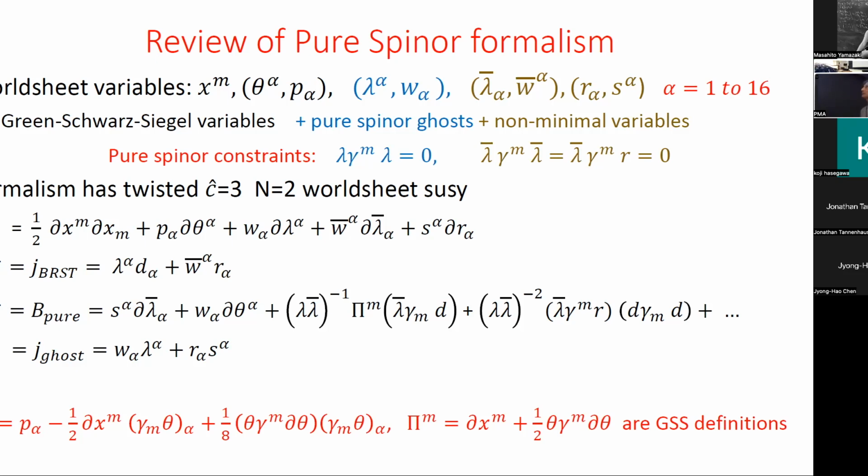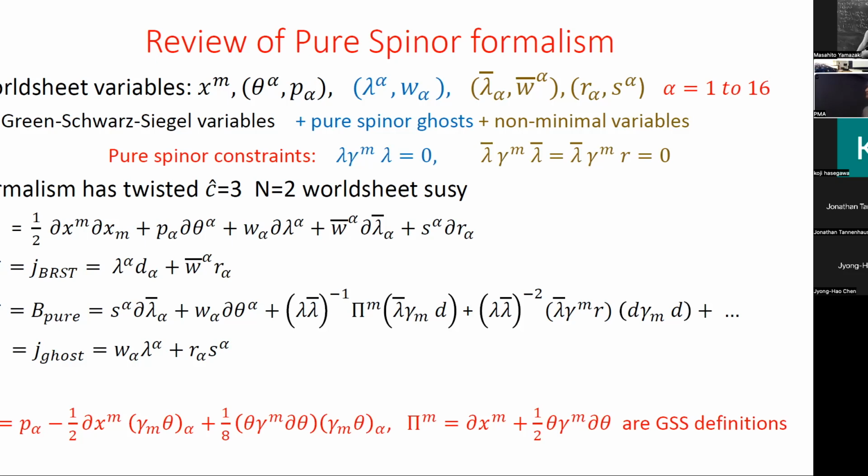As I mentioned, this formalism has an N equals 2 twisted worldsheet supersymmetry. So G plus would have conformal weight 1 and G minus would have conformal weight 2. And you can see that the stress tensor is quadratic. This is, of course, in a flat background. So these are just free fields: theta, lambda, lambda bar and r would have conformal weight 0, and the conjugate momenta would have conformal weight 1. And G plus is built out of this; in Green-Schwarz language it would be the constraint.